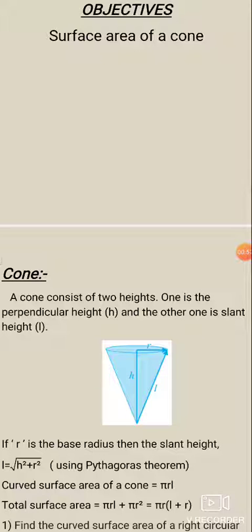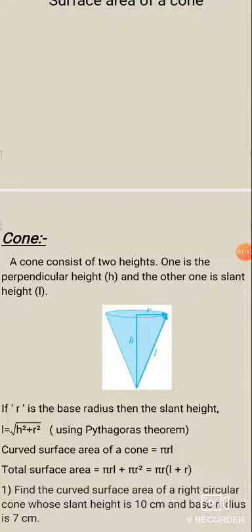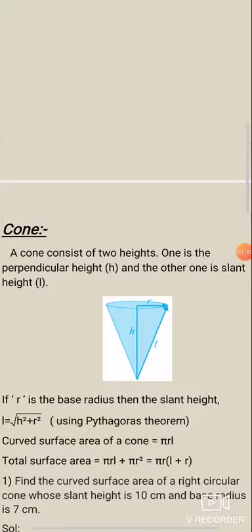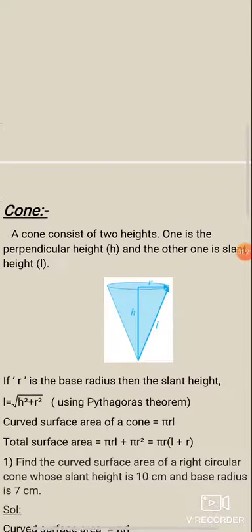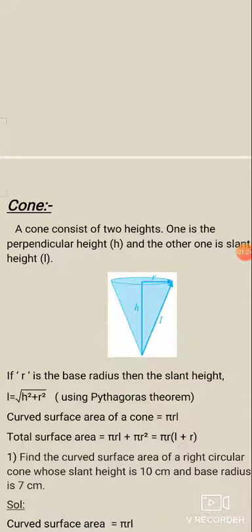So listen carefully in this figure. One angle is 90 degrees, so it is a right angled triangle. So using Pythagoras property, we can find out L is equal to square root of h square plus r square. Now the first equation, curved surface area of the cone. So the curved surface area of the cone is equal to, what is the equation? Pi r L.